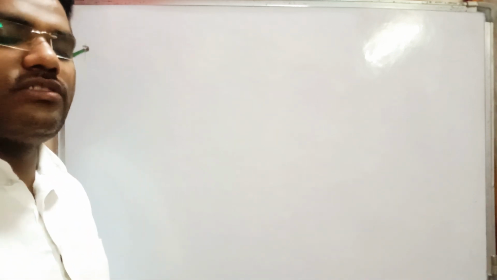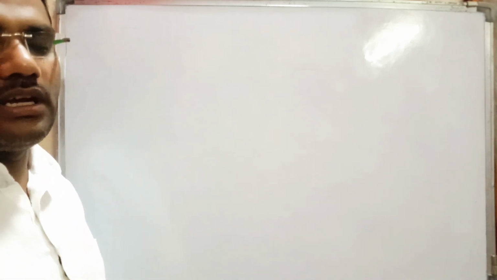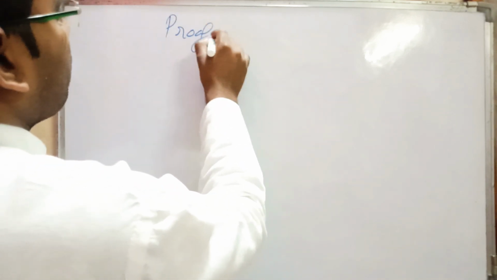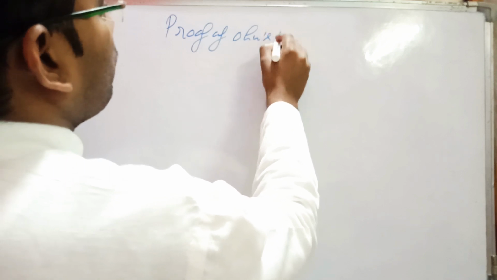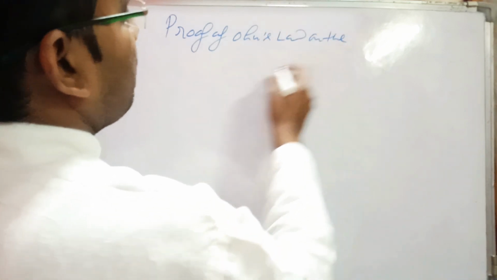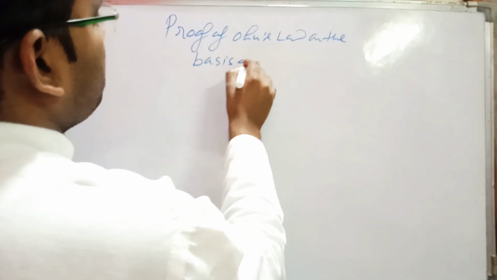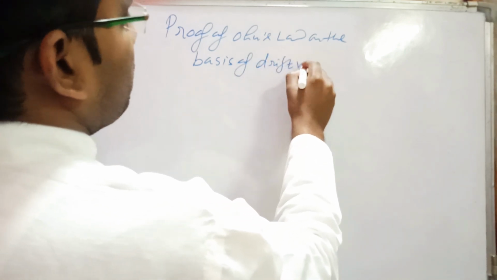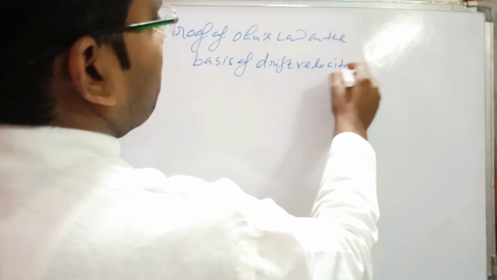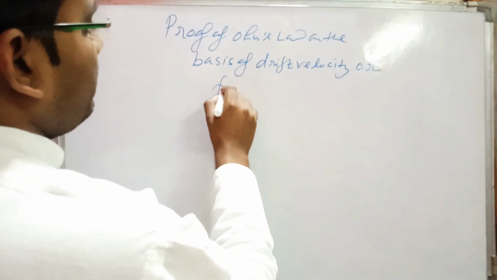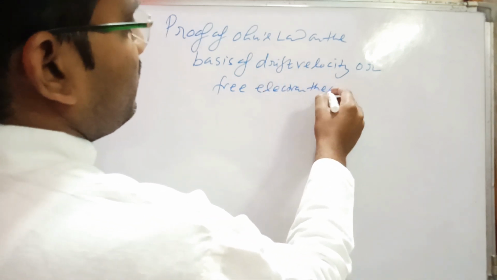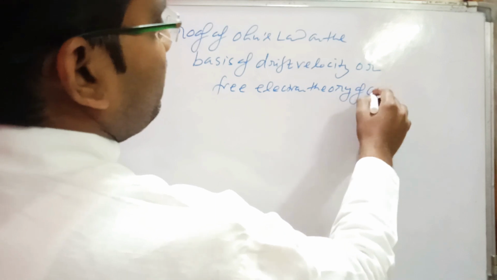Now the next heading is the proof of Ohm's law on the basis of drift velocity or free electron theory of conductor.